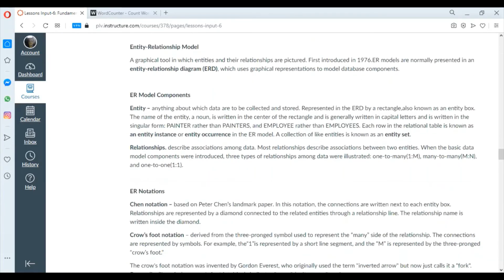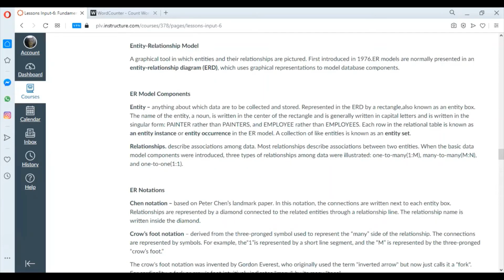An entity is anything about which data are to be collected and stored, usually represented by a rectangle or a square, also known as an entity box. The name of the entity is a noun, usually written in capital letters and in singular form. Whereas a relationship describes associations between data. It can be in the form one to many, many to many, or one to one, or sometimes they also use zero or one, or zero or many.